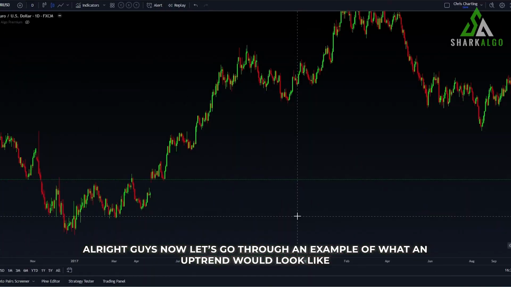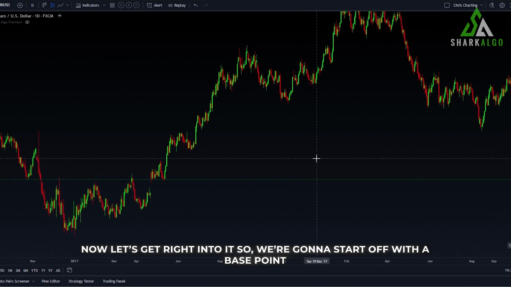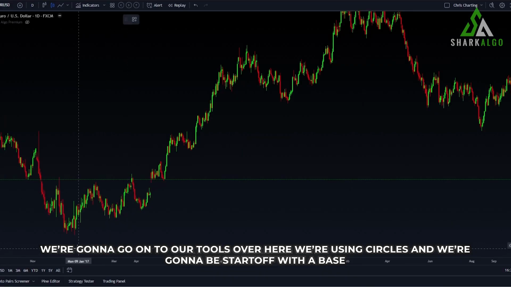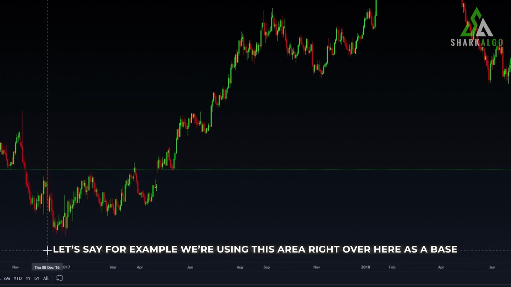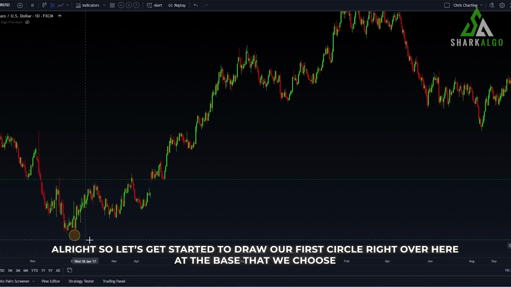All right, guys, now let's go through an example of what an uptrend would look like. Right after this, guys, I'm going to be going over how to use trend lines to make it easier to find these trends. Now, let's get right into it. So we're going to want to start off with a base point, okay? So we're going to go to our tools over here. We're going to use the circle, and we are going to be starting off with a base. Let's say, for example, we're using this area right over here as a base. Now, remember to always use the wick value and not the body. All right, so let's get started. Draw our first circle right over here at the base that we chose, okay?